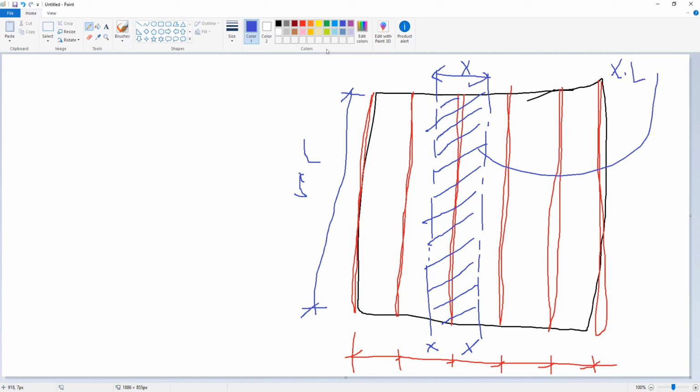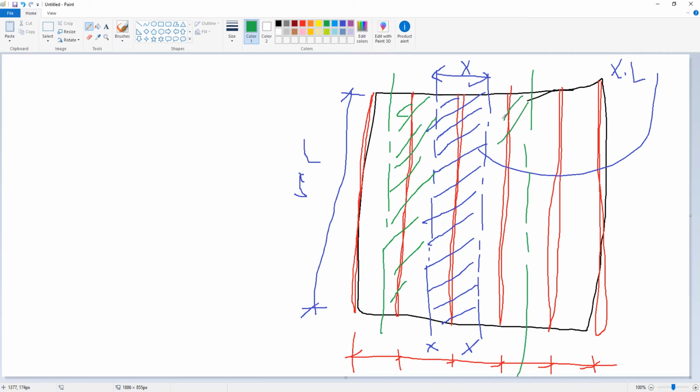Similarly, all the internal purlins will be the same, right? Is there any difference? All of them carry an internal spacing, except for this one.